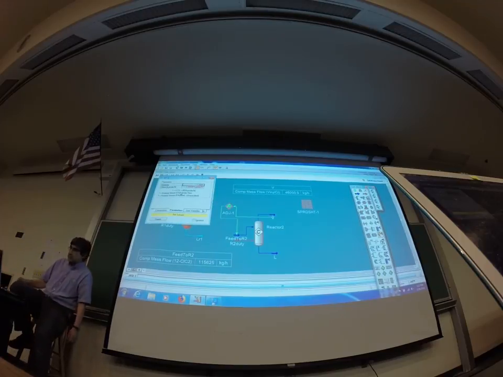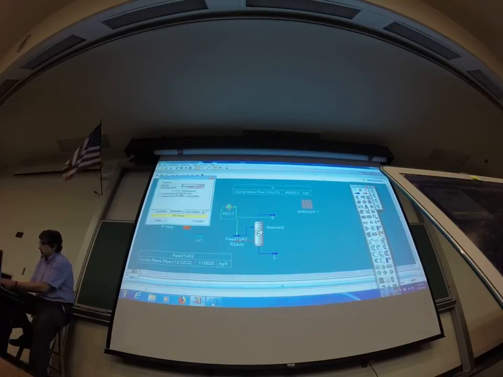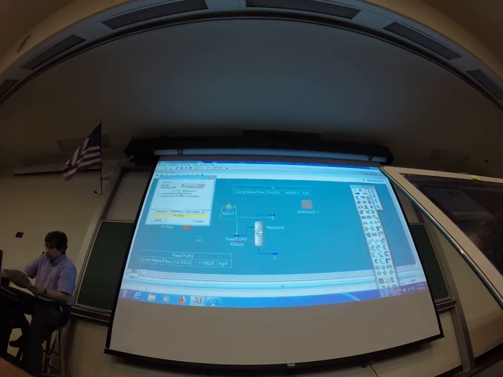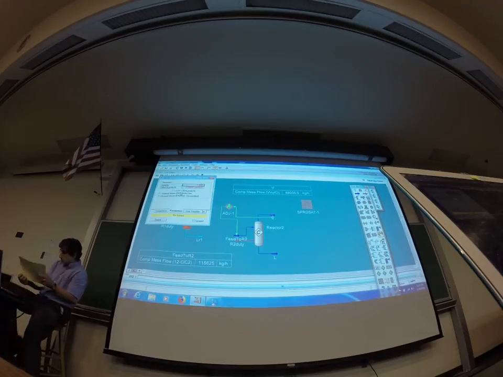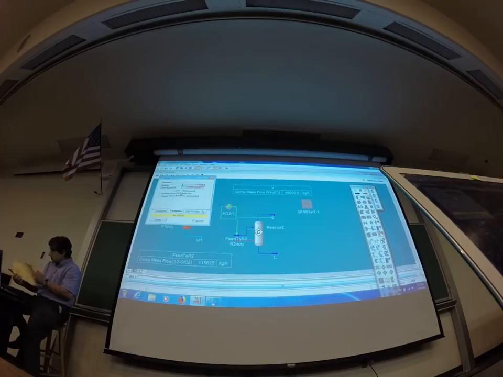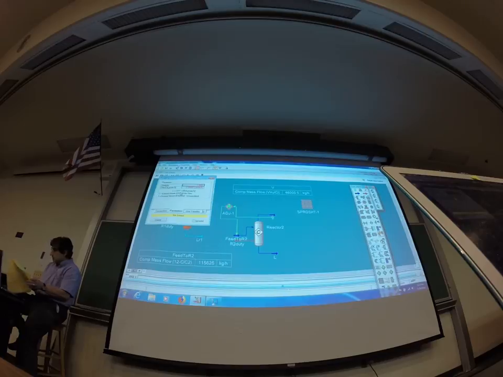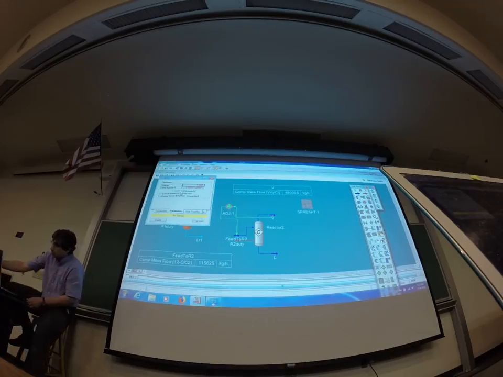Let's define the temperature and pressure of those two streams. So if we look at what we had in class, let's define it. For the first reaction, the conditions were 90°C and 1.5 atmosphere.